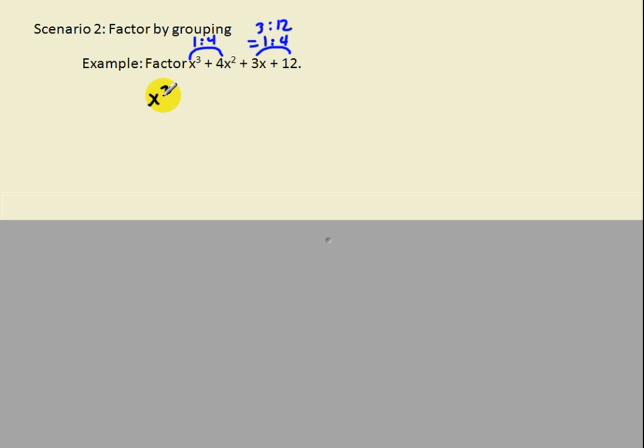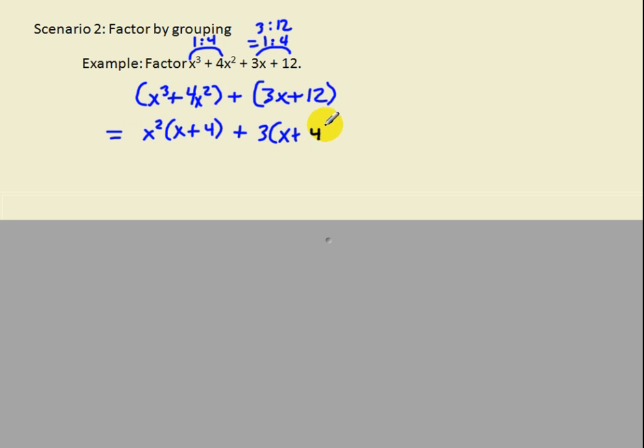So we have x cubed plus 4x squared. We're going to look at those two terms. And then 3x plus 12. Look at those two terms. From the first two terms, we can factor out x squared. And this will give us x plus 4. From the second two terms, we can factor out 3, which will give us x plus 4.